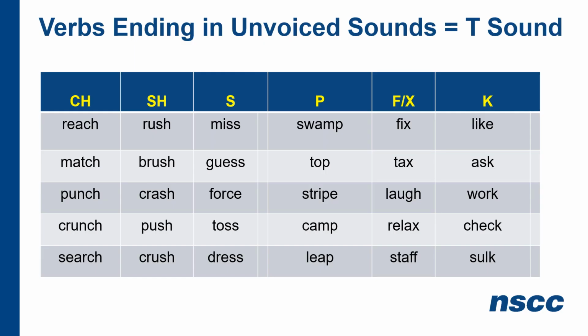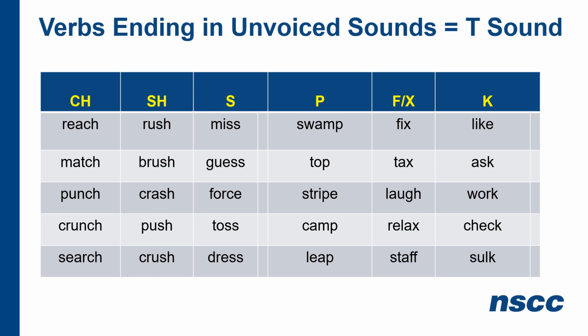We will now look at some examples of verbs ending in unvoiced sounds. Remember that verbs ending in unvoiced sounds will have an ending that sounds like t, t. Some verbs ending in a ch sound are, I will read them from top to bottom: reached, matched, punched, crunched, searched. Some verbs ending in a sh sound are rushed, brushed, crashed, pushed, crushed. Some verbs ending in an S sound are missed, guessed, forced, tossed, dressed.